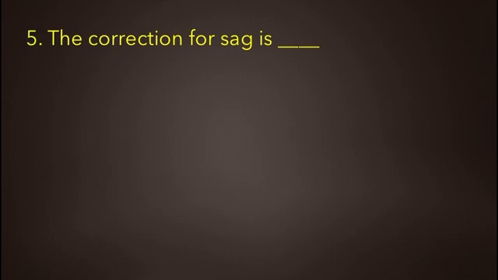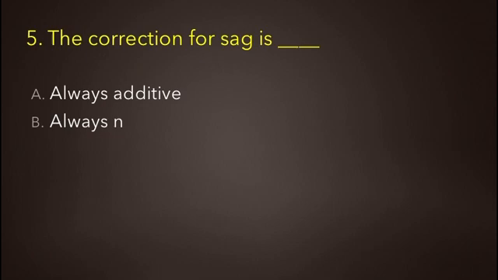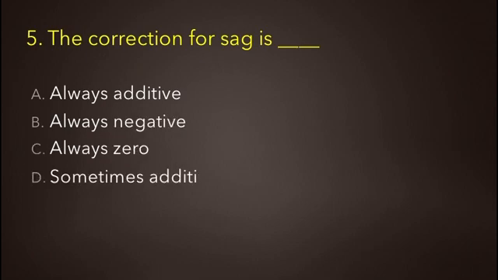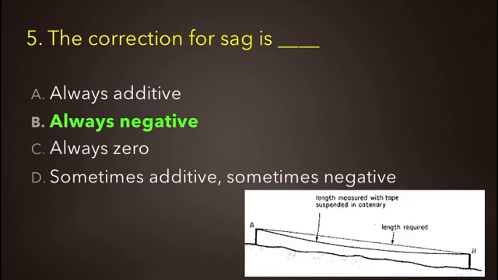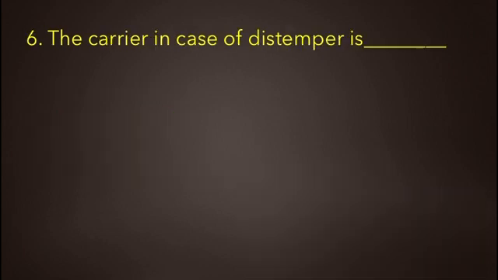The correction for sag is dash. We have options A. Always additive, B. Always negative, C. Always zero, D. Sometimes additive, sometimes negative. The right option is always negative because sag refers to the downing of the chain. You can see the actual line and the sagged chain here. When you have to pull up the chain, you have to reduce the actual length measured by the chain. Then only it will meet the perfect line. So always negative.